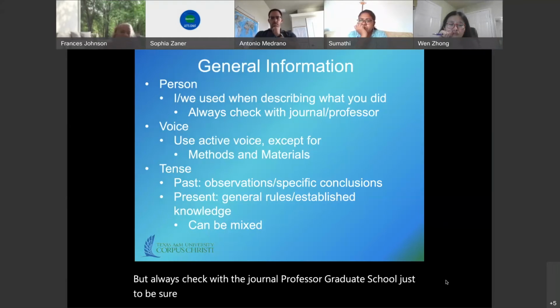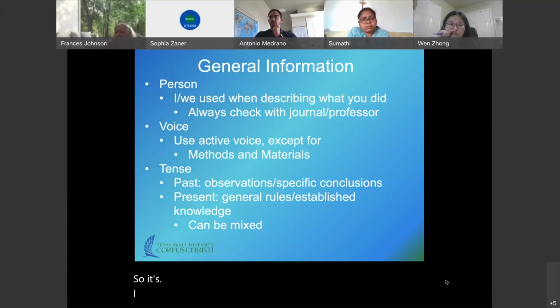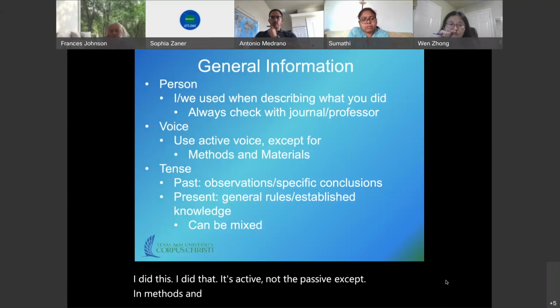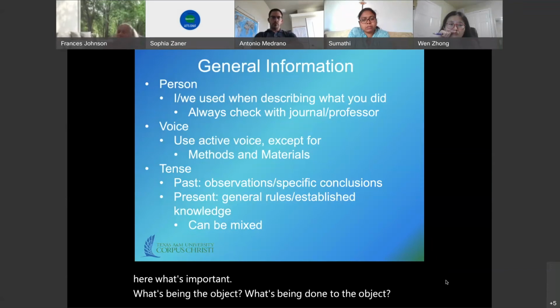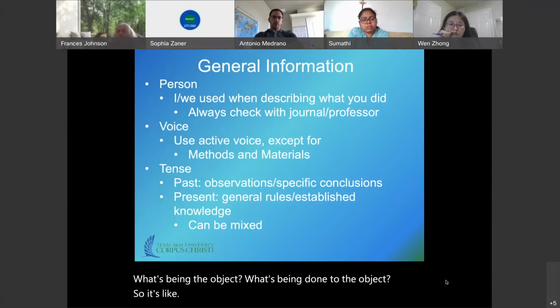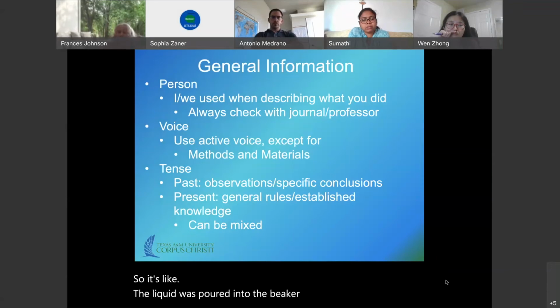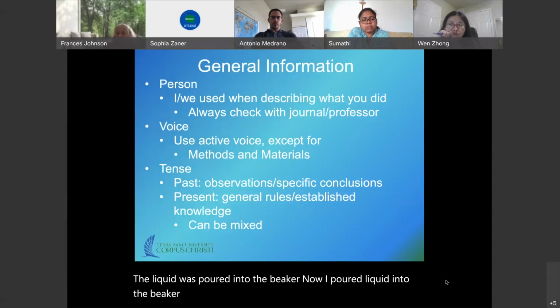Again, these are generalities. Voice: they now want you to use active voice. So it's, I did this, I did that. It's active, not passive, except in methods and materials, especially in methodology. Because here, what's important is the object, what's being done to the object. So it's like, the liquid was poured into the beaker. Not, I poured liquid into the beaker. Liquid was poured into the beaker.